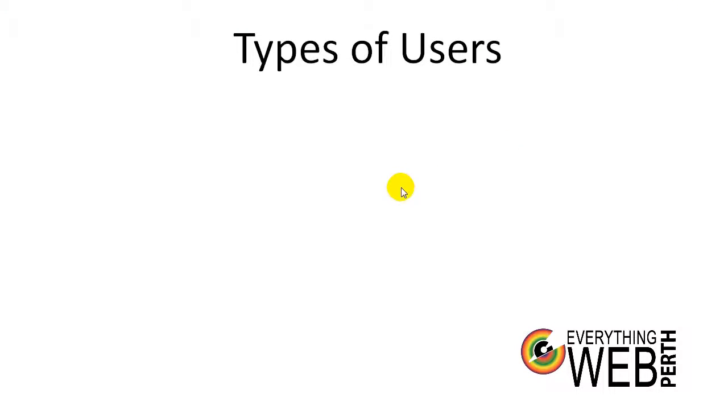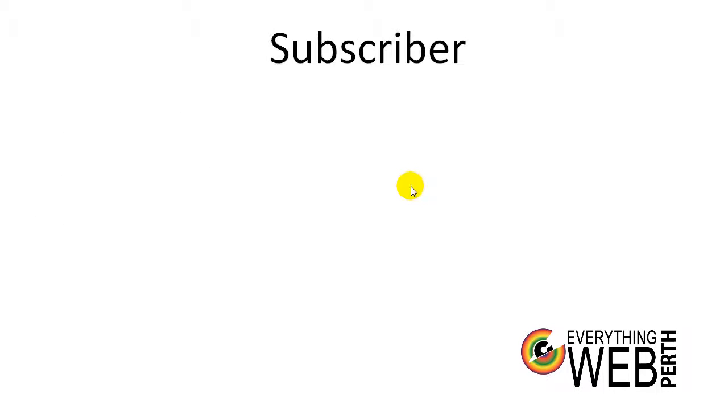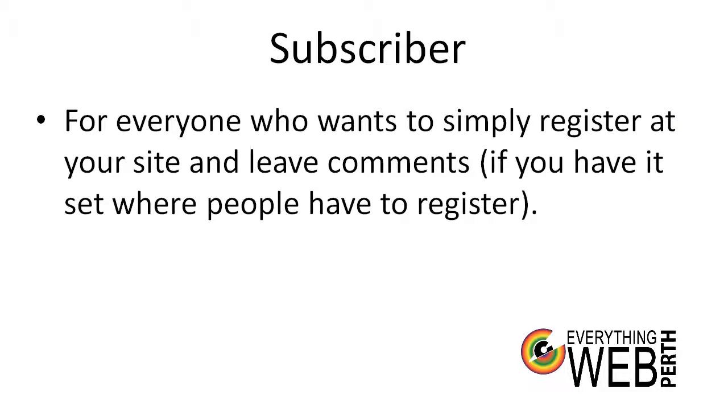So let's talk about the types of users. First of all, we're going to talk about the subscriber user. Basically, this is everybody who wants to simply register at your site and leave comments. And normally this happens if you have it set in your comment settings where people have to register first before they actually make a comment. So this would be a subscriber. They have a limited amount of rights. They only are able to log in and simply interact with your site by leaving comments.